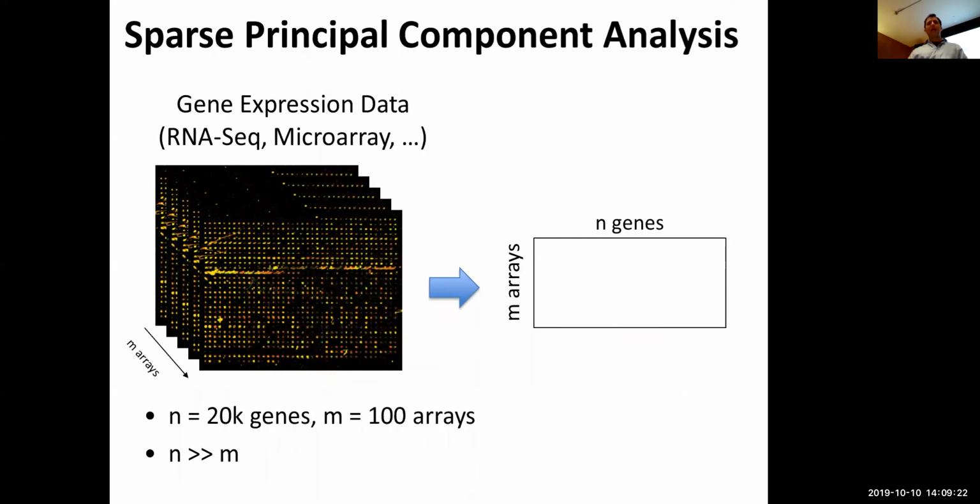So if I basically have a gene expression measurement of n genes across m different arrays, so for example, I have 20,000 genes in human and 100 different experiments that I've carried out, my number of genes is way, way bigger than my number of experiments. So the question is, in how many different ways did these genes actually move from each other during those experiments?